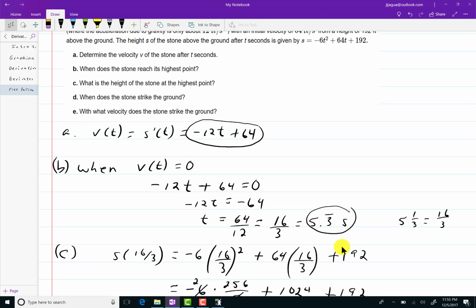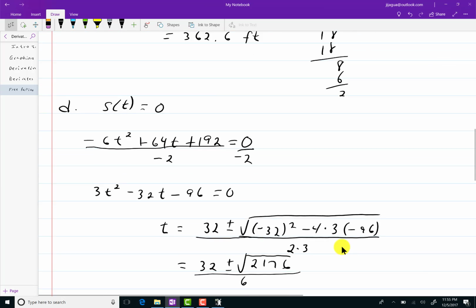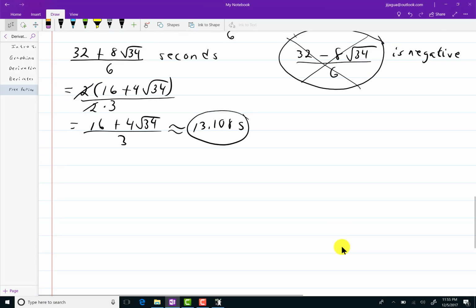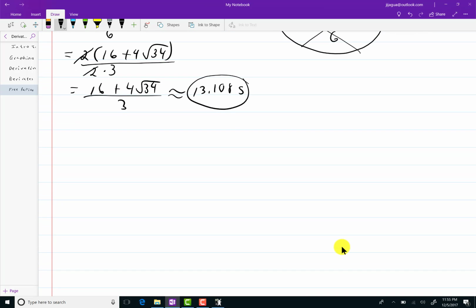And I believe there was one last question here, and it was, with what velocity does the stone strike the ground? So as it's hitting the ground, it's going some speed. How fast was that? Well, you can completely estimate, use this as the time, and simply plug this into the velocity.